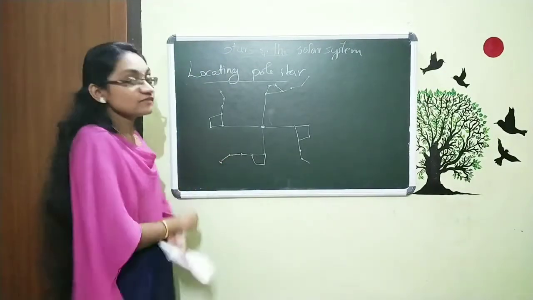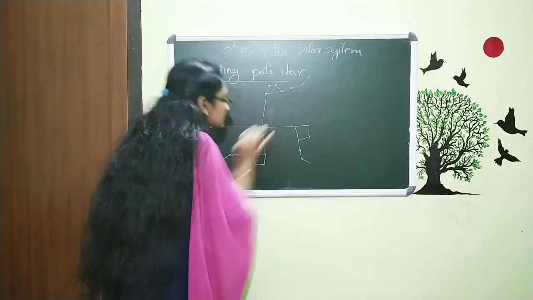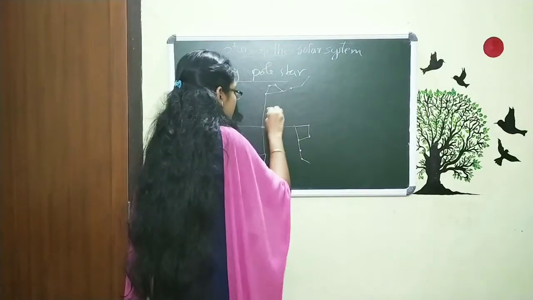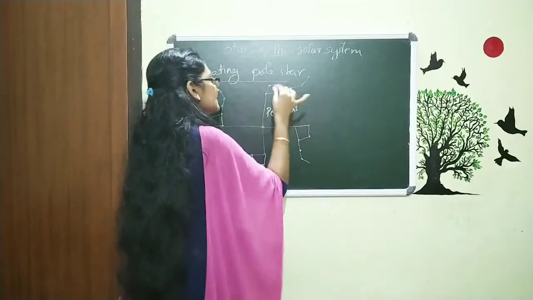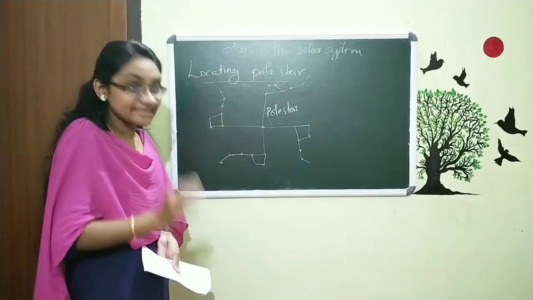Here you can see one diagram. And here at the center is the pole star. This is what draws the motion of the Big Dipper.